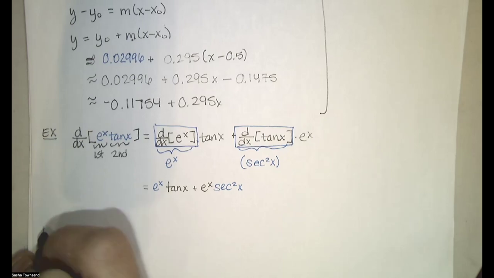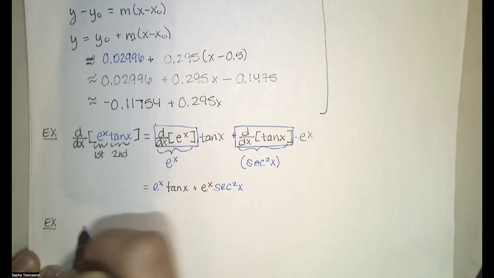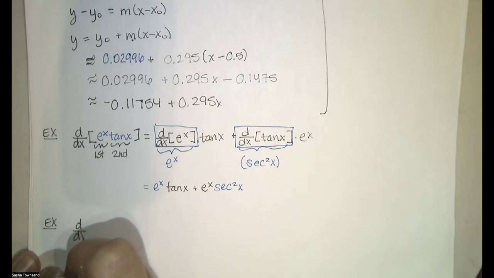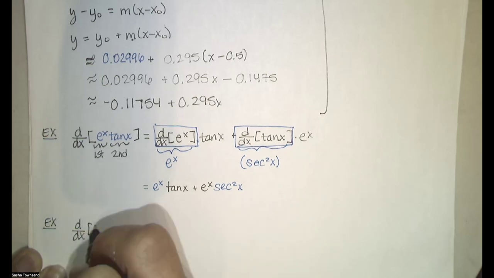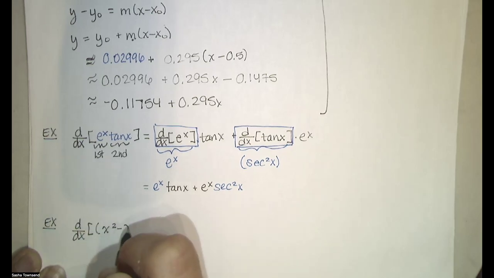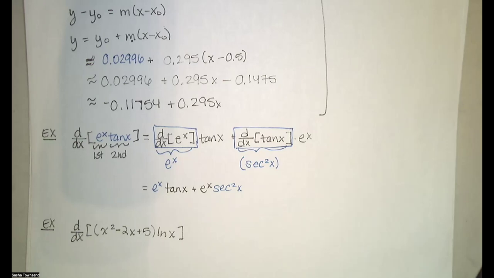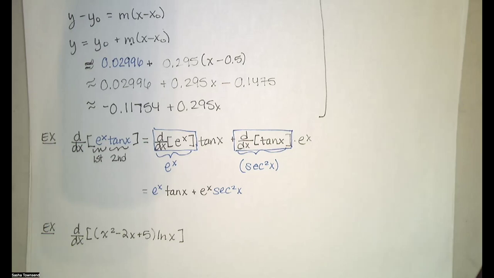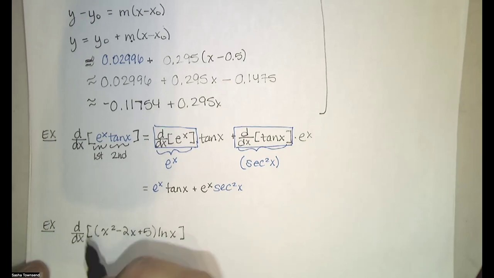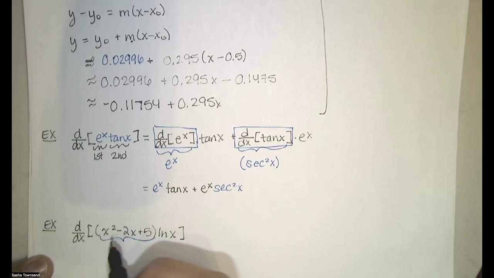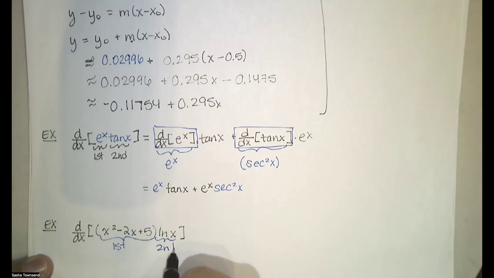Okay, now let's do one last example of the product rule. So I've got the derivative of x squared minus 2x plus 5 times natural log of x. Actually, maybe we'll just do the product rule in this video. I've got a polynomial times a logarithmic function. So this is my first function and this is my second function.